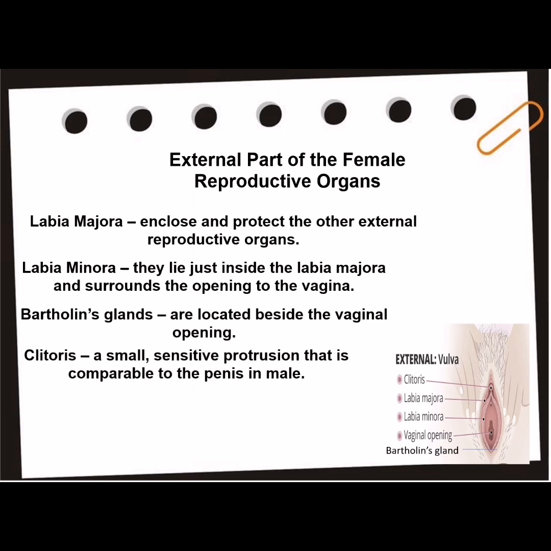The two labia minora meet at the clitoris. It is a small sensitive protrusion that is comparable to the penis in males. The clitoris is covered by a fold of skin called the prepuce, which is similar to the foreskin at the end of the penis. Like the penis, the clitoris is very sensitive to stimulation.